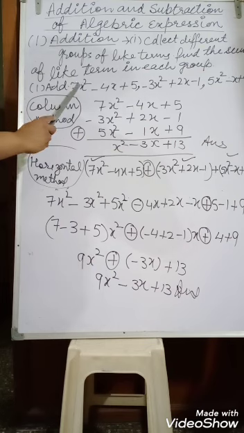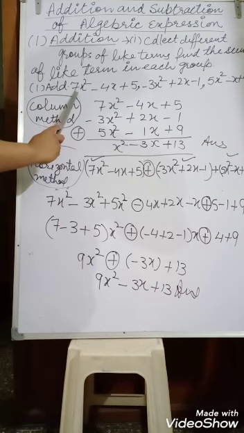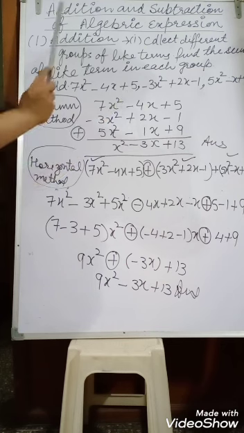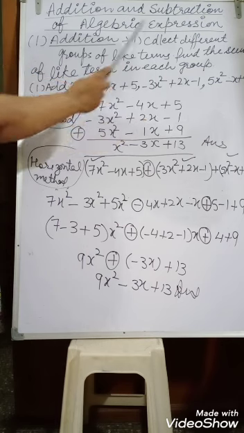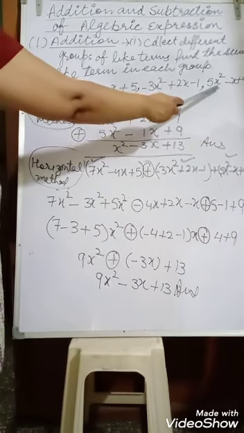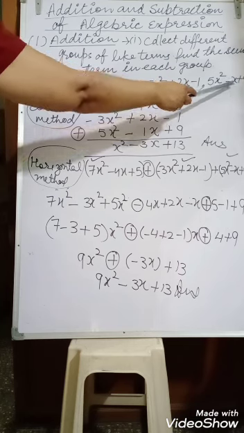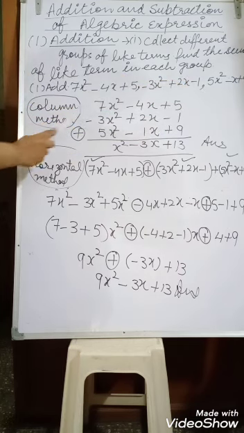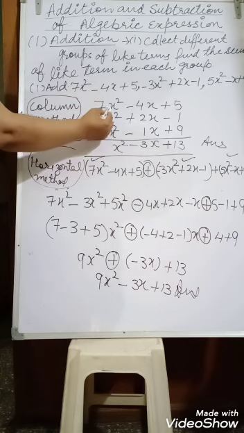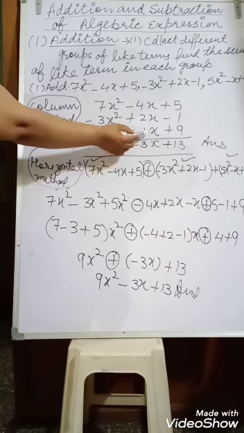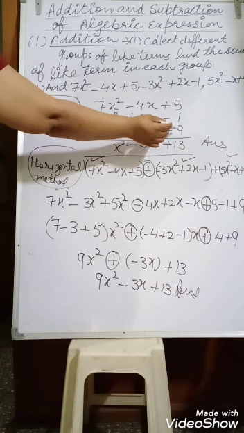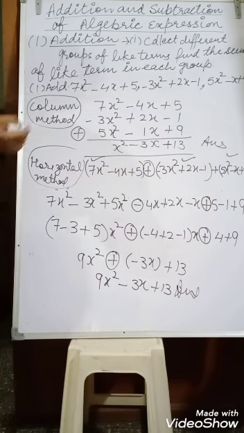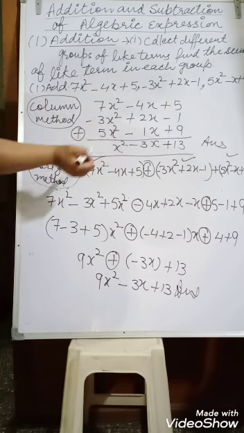Here I have taken three expressions. 7x square minus 4x plus 5 is my first polynomial, minus 3x square plus 2x minus 1 is the second one, and the third trinomial is 5x square minus x plus 9. Now I have written it like this. This is called the column method. Like terms are written under like terms: the x terms like this, and 5, 1 and 9 like this. I have put 1 here for my convenience.